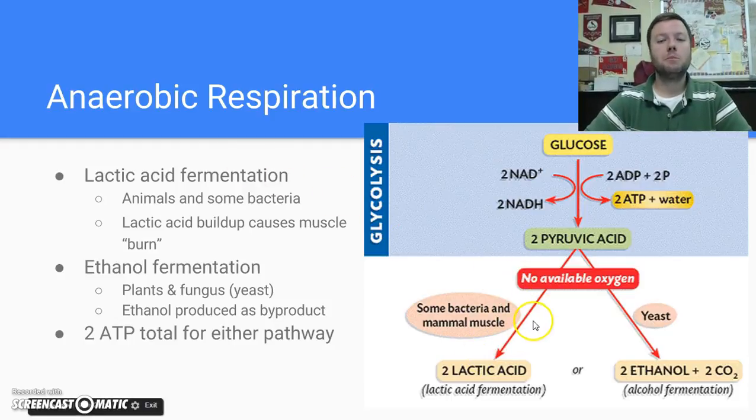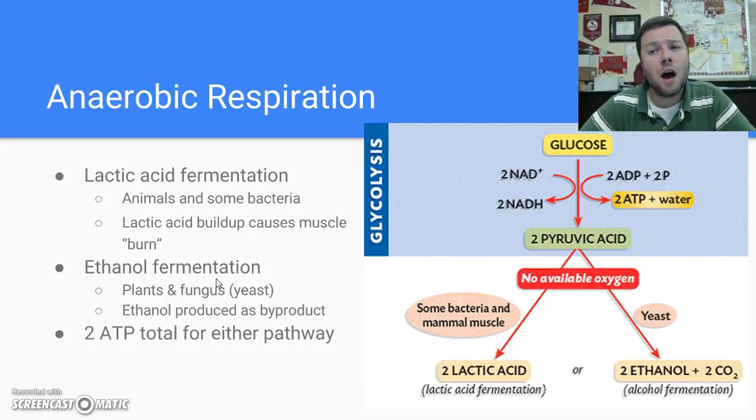This creates 2 ATP. You've also got ethanol fermentation, which is what's used to make bread, wine, beer, things like that. That's plants and fungus, as in yeast, and that makes ethanol or alcohol as a byproduct. This way also produces 2 ATP.